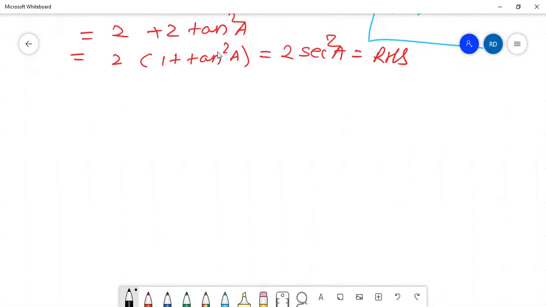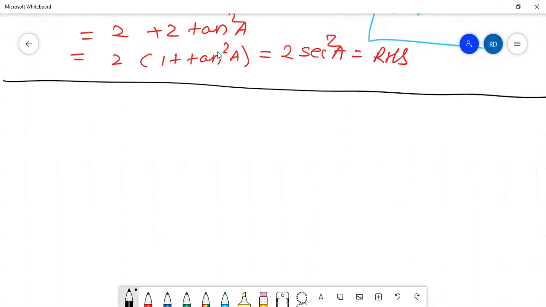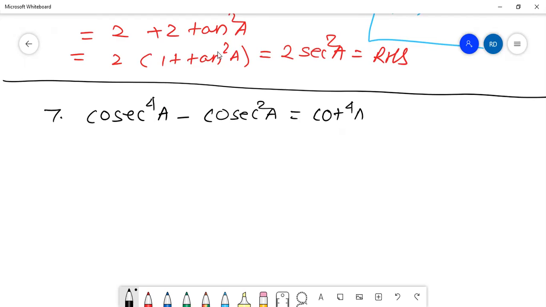So the seventh one: cosec raised to 4A minus cosec square A is equal to cot raised to 4A plus cot square A. I'll take LHS.